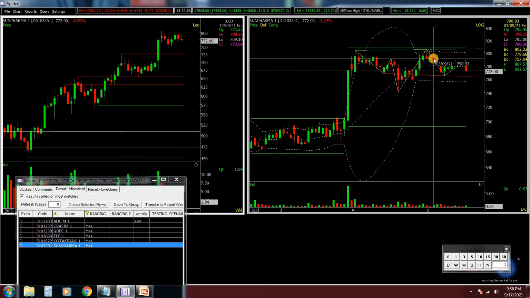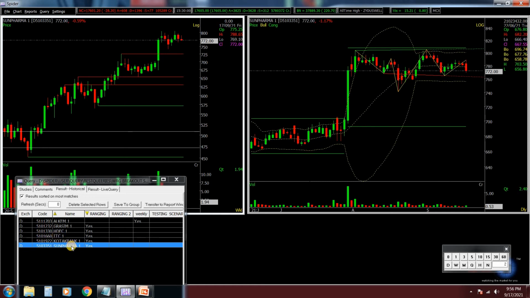On 3rd September, it has broken its previous 3 days low, but the closing was below its previous day's low. We haven't taken a position. On the next day also, it has not broken its previous day's high. So we are not going to build any position in Sun Pharma. So the entry is not confirmed.